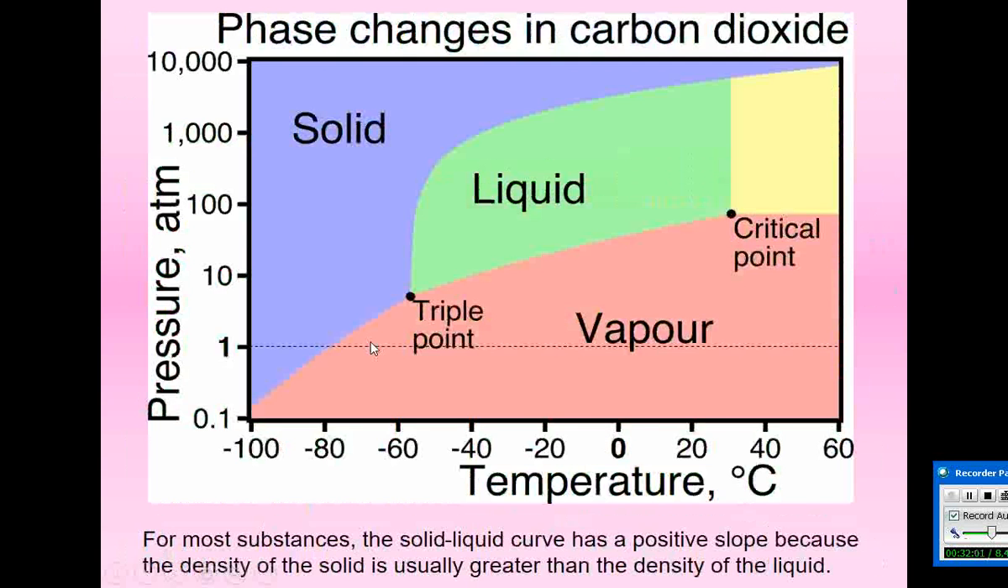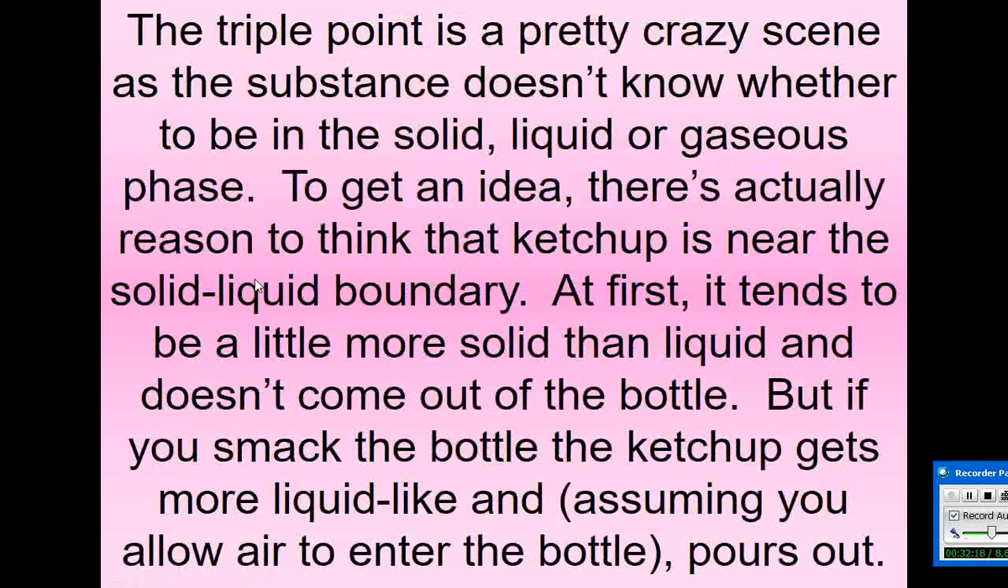So to understand the triple point where it's solid, liquid, gas simultaneously, I like to think that ketchup is at least near the boundary between solid and liquid, because you probably run into the phenomenon that ketchup is pretty hard to get out of a bottle. But if you shake the bottle enough, you might get it to a point where it reaches that boundary between solid and liquid. And it's not exactly melting, but it does start to flow a little more easily. It becomes a little bit less solid-like and a little bit more liquid-like.